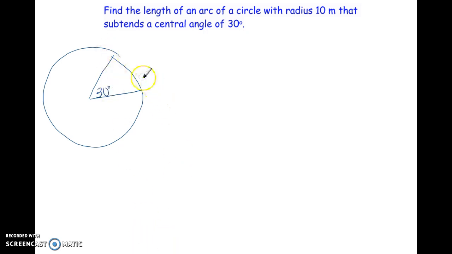So we are looking for the length of this arc right here, knowing that the radius is going to be 10 meters. So we need to figure out what is that length there. So we know from our formula, the arc length equals theta times the radius, but we have to keep in mind that theta is always in radians. And unfortunately here, we gave theta in degrees.